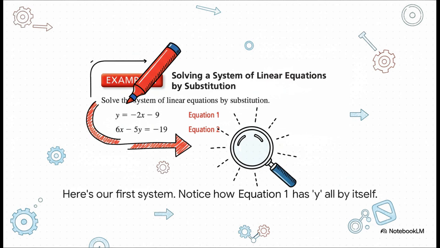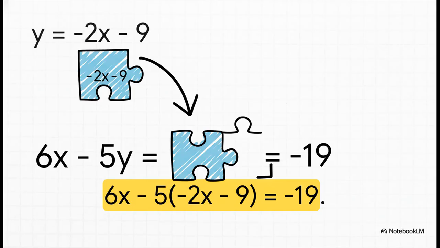See equation 1? The y is already all by itself on one side. It's literally telling us, hey, y is the same thing as negative 2x minus 9. How great is that? Step 1 is already done for us. Okay, now for the big move, the substitution. Since we know from equation 1 what y is, we can take that whole chunk, the negative 2x minus 9, and drop it right into the y spot in equation 2.